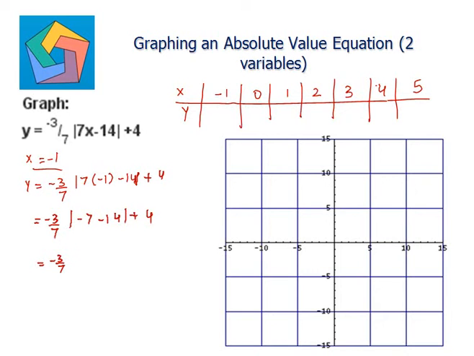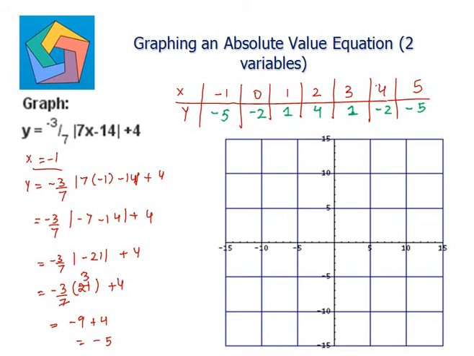Negative 3 by 7 times the absolute value of minus 21, plus 4. The absolute value of minus 21 will be plus 21, plus 4. 7 times 3 is 21. Negative 3 times 3 is negative 9, plus 4, that's negative 5. So at minus 1 I get negative 5. Similarly, we can find the other values. At 0 it will be minus 2. At 1 it is 1, at 2 it is 4, at 3 it is 1, at 4 negative 2 and at 5 negative 5.